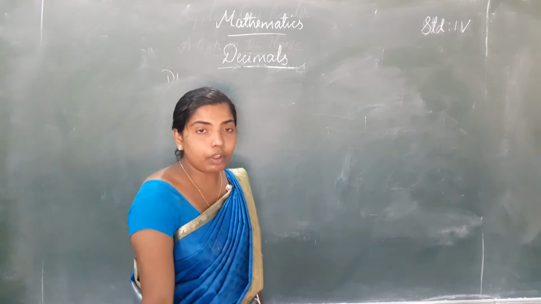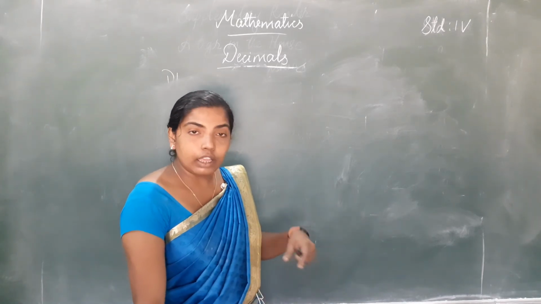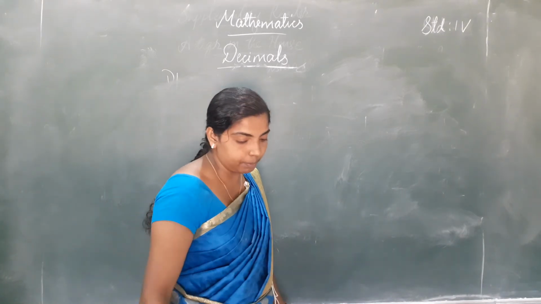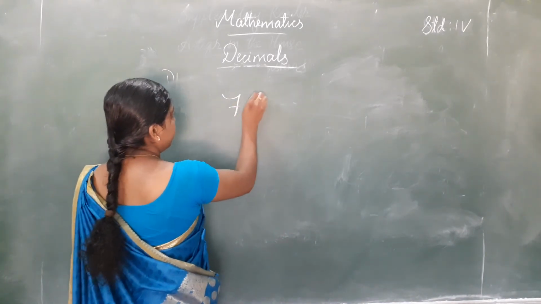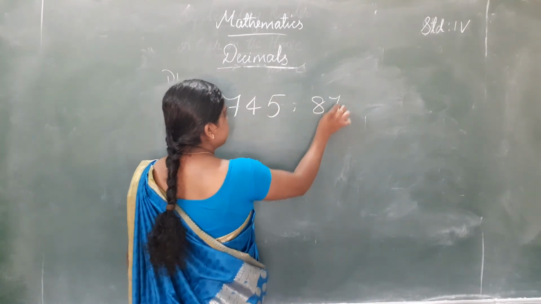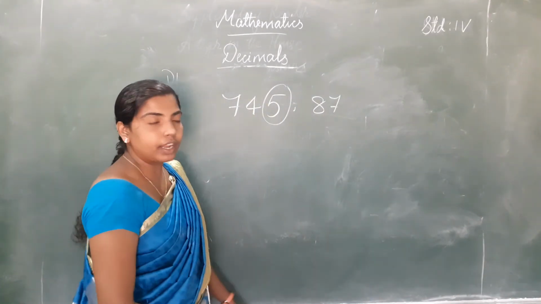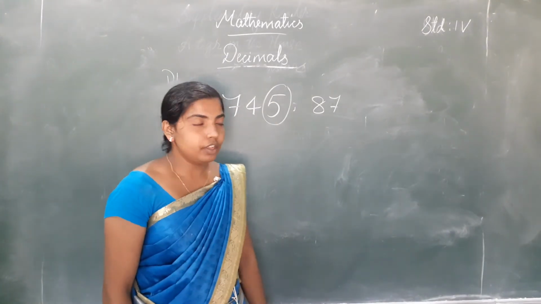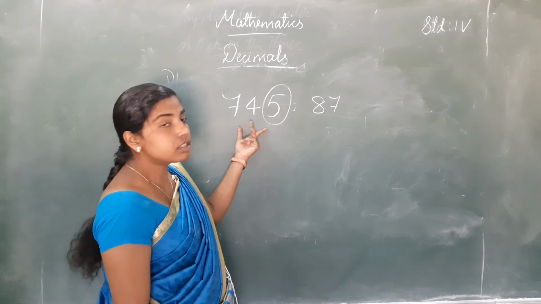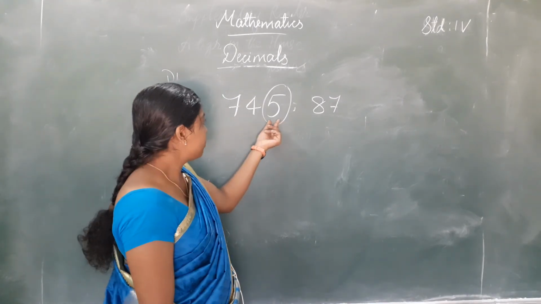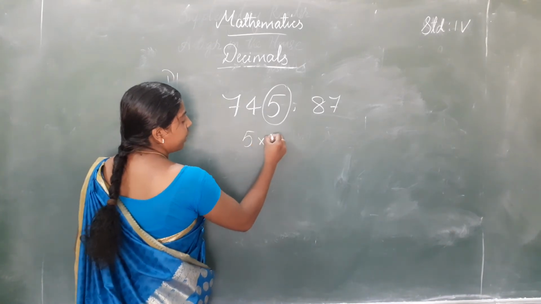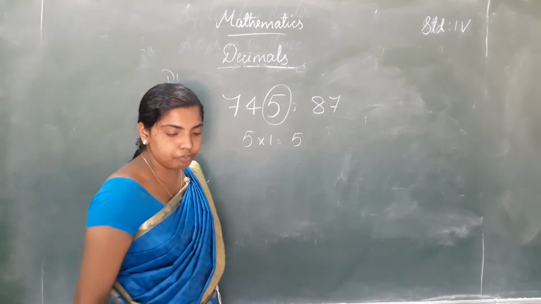Okay, now I will give you some questions. I will say a number and you have to write the place value of the given digit. 745.87. Here you have to write the place value of 5. So start counting from the point. This is the whole number part, or integer part. So 5 lies in the ones place. So the place value of 5 is 5 into 1, which is equal to 5.